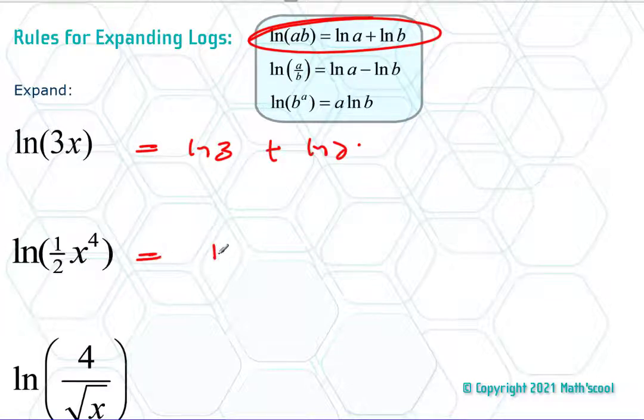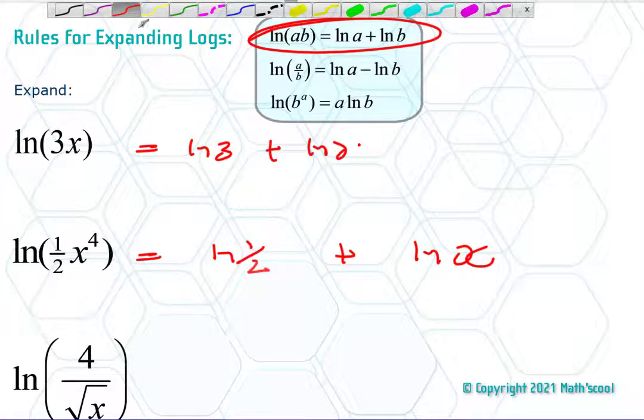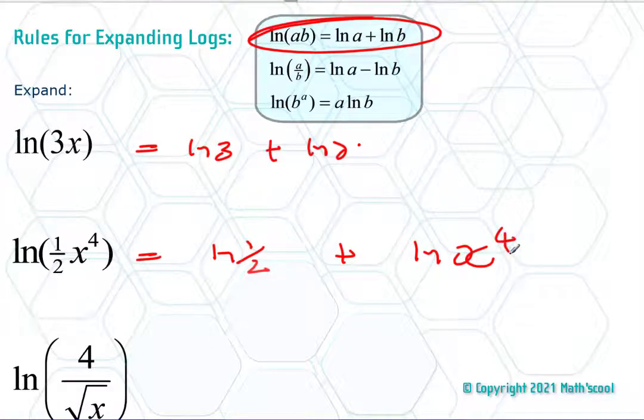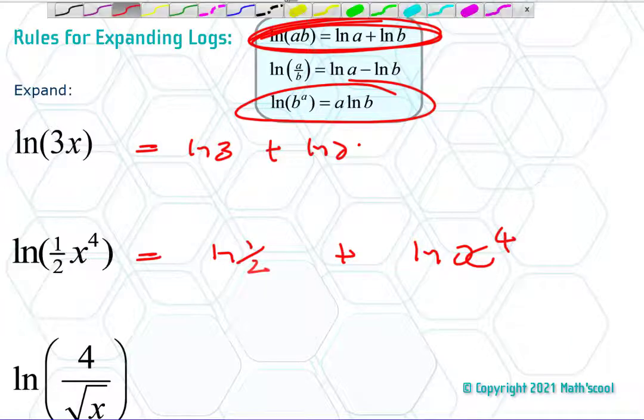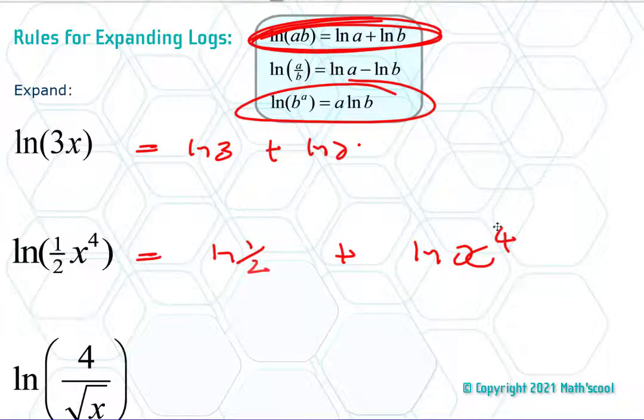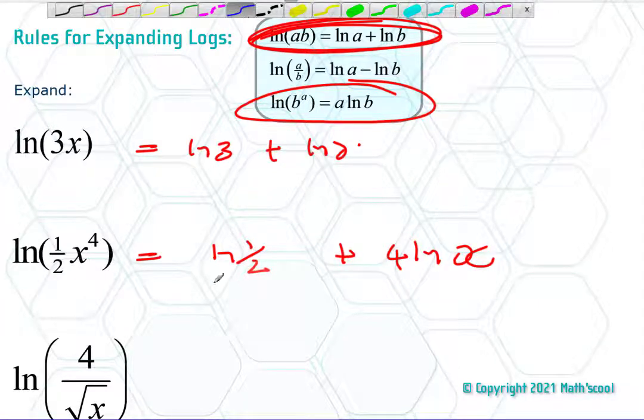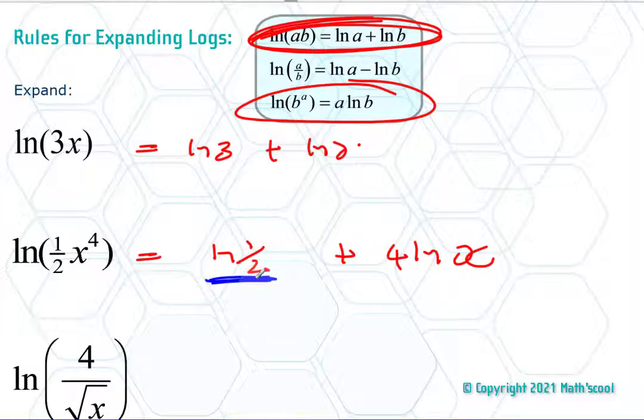If you see this, you can write it as ln a half plus ln x to the power 4. That's just using that rule again. But now you can use this rule, which means you can bring that 4 down to the front there. So it's ln a half plus 4 ln x. Now, if you're paying attention, you'll also know that the ln a half could be rewritten as minus ln 2, because a half is 2 to the minus 1, so you could use that rule again.